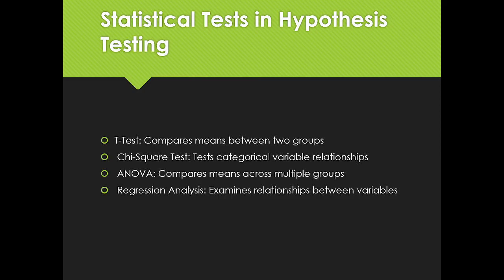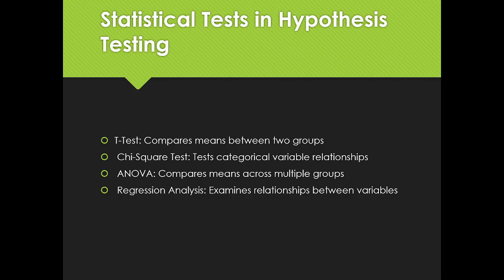What are the tests that we could use in testing our hypothesis, in hypothesis testing? Number one is the student t-test. This will help us compare means between two groups. We can use our chi-square test to test our categorical variable relationship.